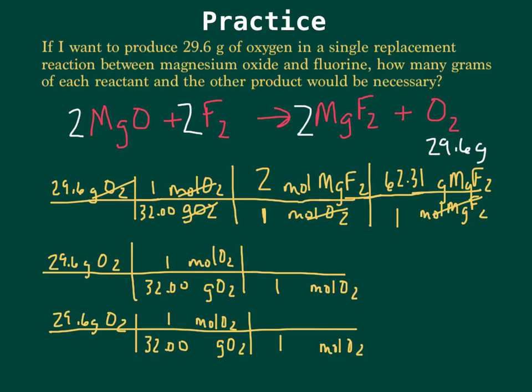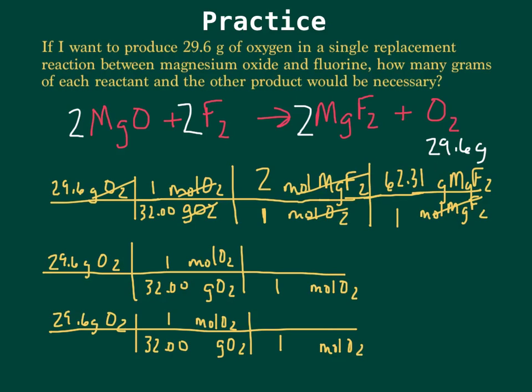And so now everything cancels out except for grams of MgF2. Now I can plug this whole thing in right here and start out with what I'm given. Hit the divide button for everything on bottom, hit the multiply button for everything on top, and then we're going to see what we get.